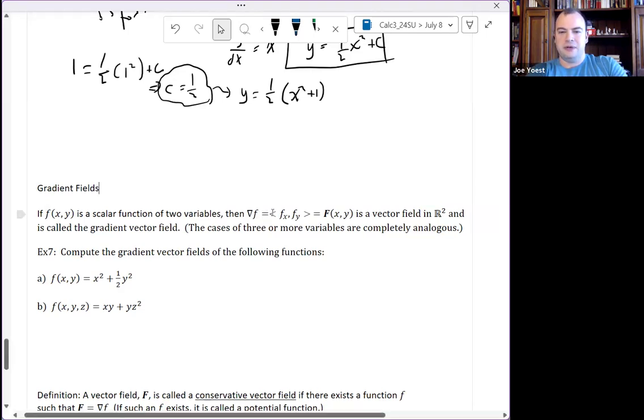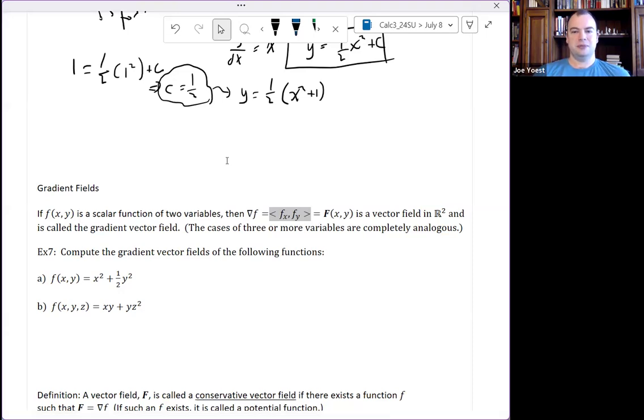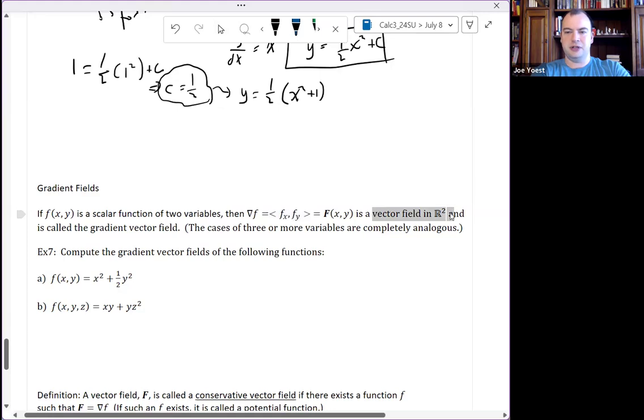we could think of this vector as a function that takes 2 inputs, a point x comma y, and yields 2 outputs, fx at x, y and fy at x, y. It yields an output that's a 2-dimensional vector. It takes a point in R2 as an input and yields a 2-dimensional vector as an output. That sounds an awful lot like a vector field, right? This is just a vector field in R2, and we call it the gradient vector field.